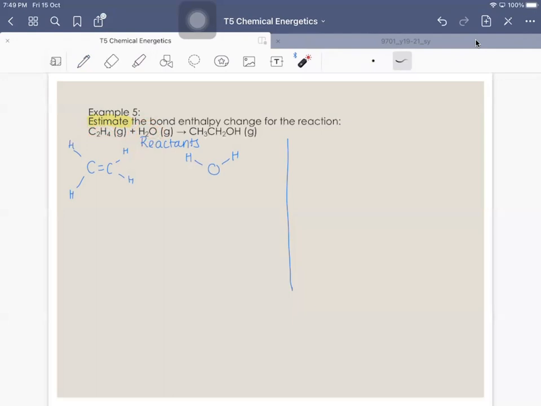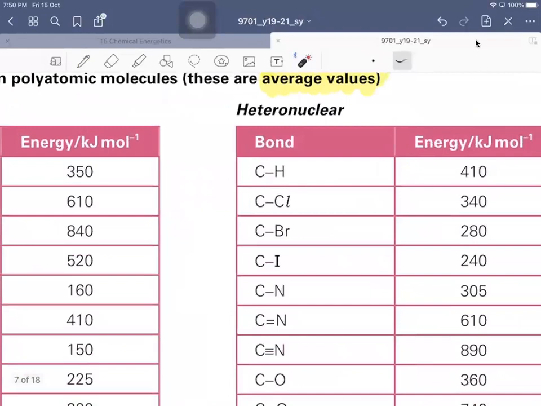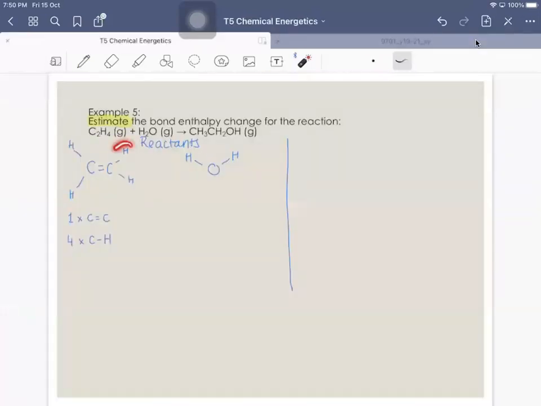Now this is where I'm going to let you finish off the question, but I'll help you with counting the number of bonds first. In ethene, we've got 1 times C double bond C, and then we've also got 4 times C–H bonds. Please use your data booklet to find the values of C double bond C, which is 610, and C–H, which is 410. But don't forget, because there are 4 of them, you multiply it by 4. I'll leave you to work out the actual numbers and the addition of all the bonds that are present in the reactants.